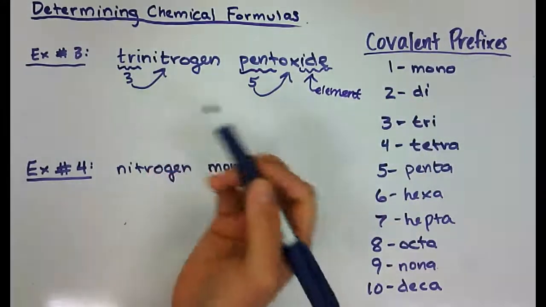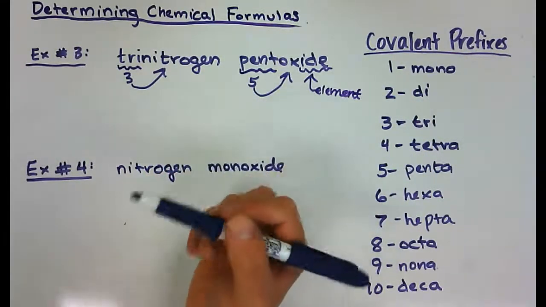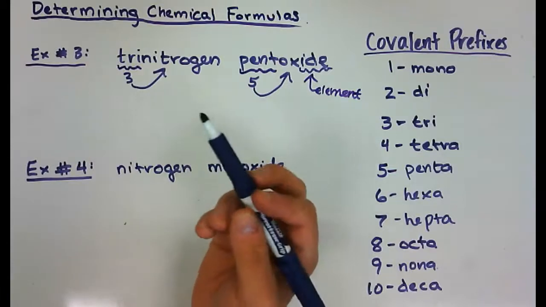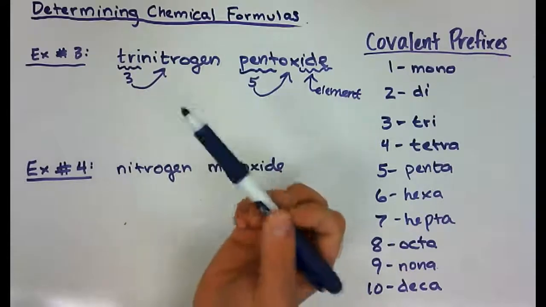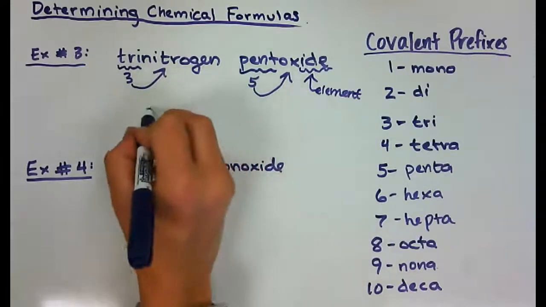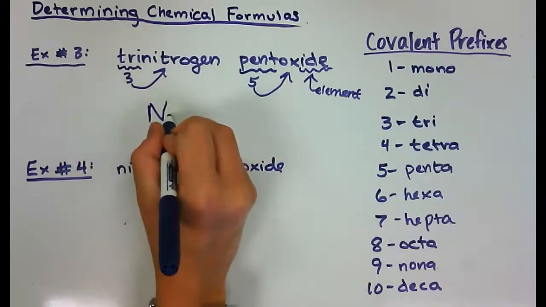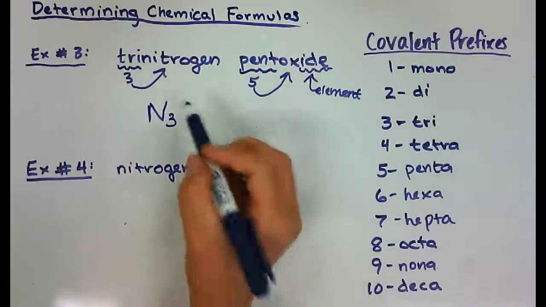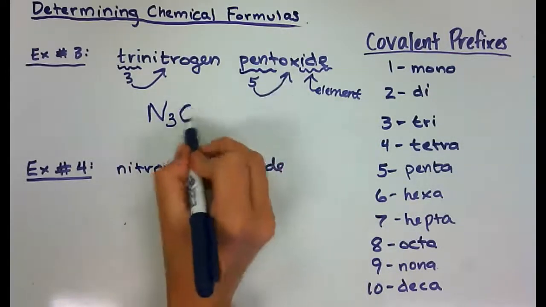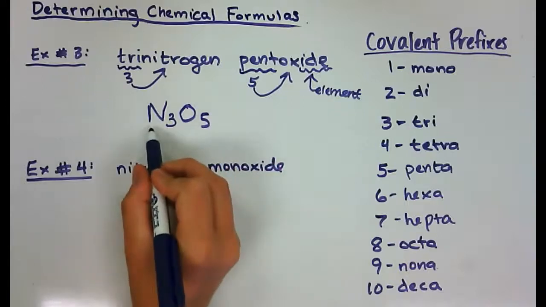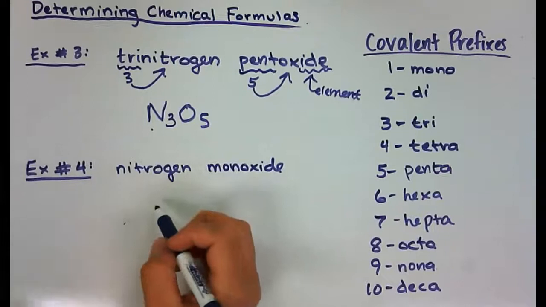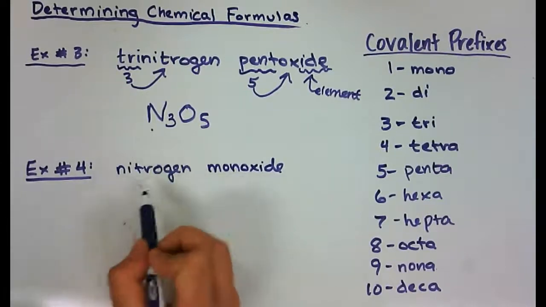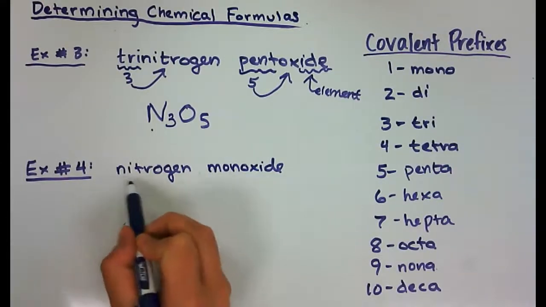So covalent formulas are perhaps the easiest ones to write because there's no crisscrossing. All you have to do is look at the prefix to figure out how many you have. So now I know that I have 3 nitrogens, so N3, and then I have 5 oxygens, O5. Trinitrogen pentoxide. Easy.